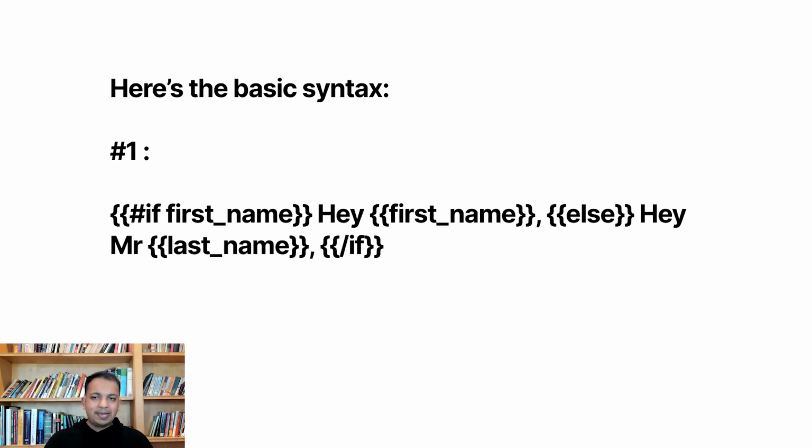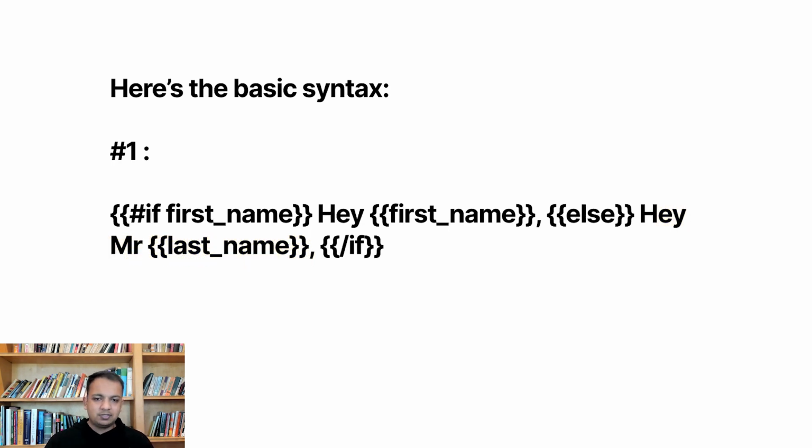So here's the basic syntax of liquid syntax. Look at the number one. So you see two curly brackets followed by a pound sign and then if. That's how you open the if statements. If first name. So we're telling liquid syntax, hey, if first name exists, or if there is any data in the first name column, say hey first name. Else, say hey Mr. last name and close the if statement brackets. So that will just print hey first name if there's a first name, or hey Mr. last name.